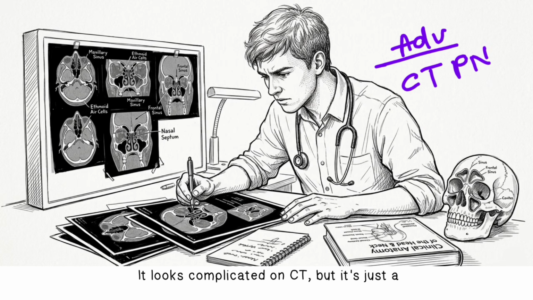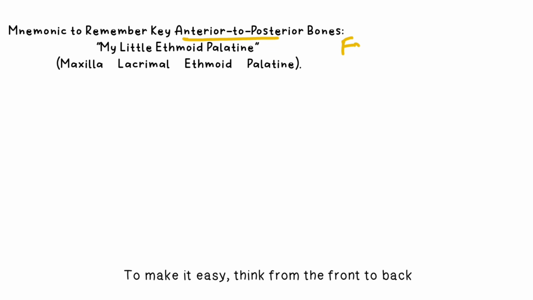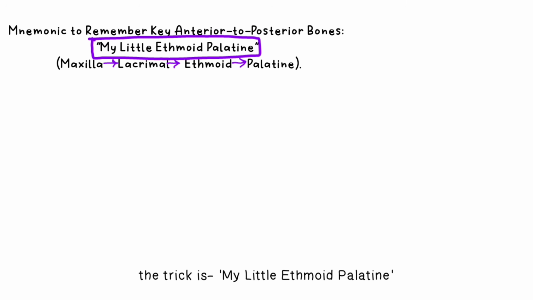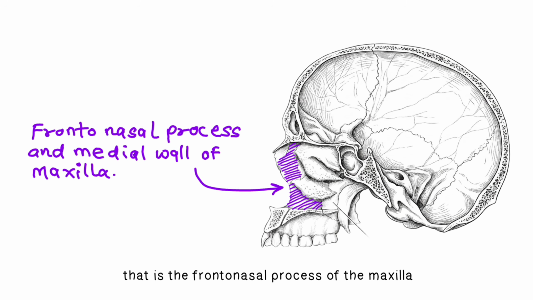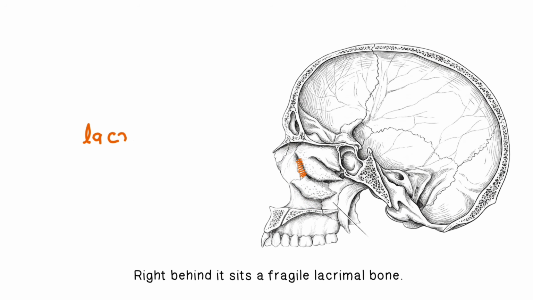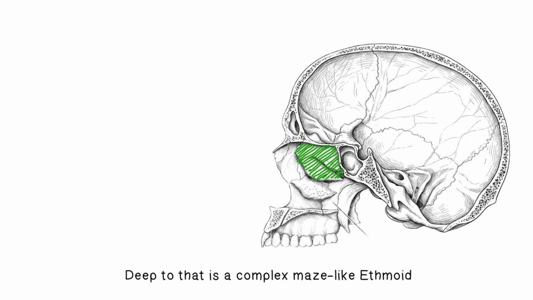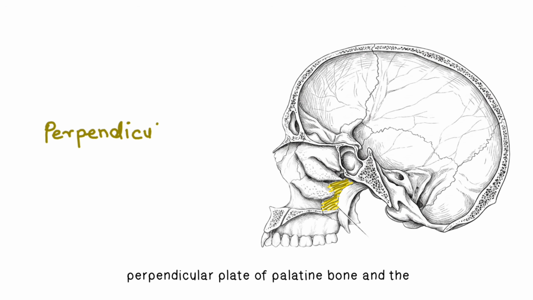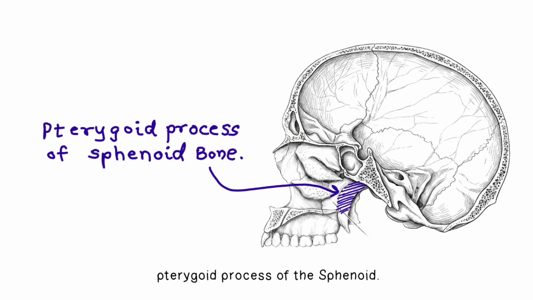It looks complicated on CT, but it's just a jigsaw puzzle of bone. To make it easy, think from front to back using our memory trick. And the trick is "my little ethmoid palatine." We start anteriorly with the ascending process, that is the frontonasal process of the maxilla, and the medial wall of the maxilla. Right behind it sits a fragile lacrimal bone. Deep to that is a complex maze-like ethmoid bone. Finally, forming the back wall, we have the perpendicular plate of the palatine bone and the pterygoid process of the sphenoid bone.